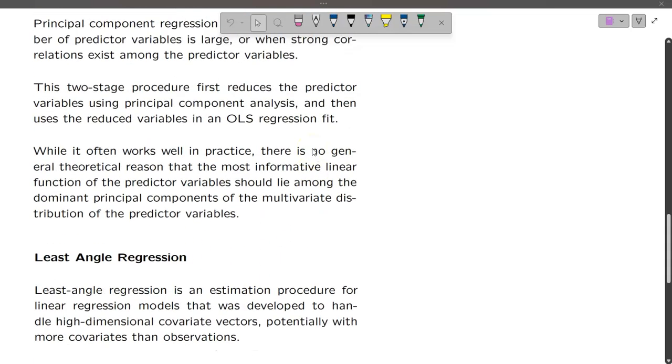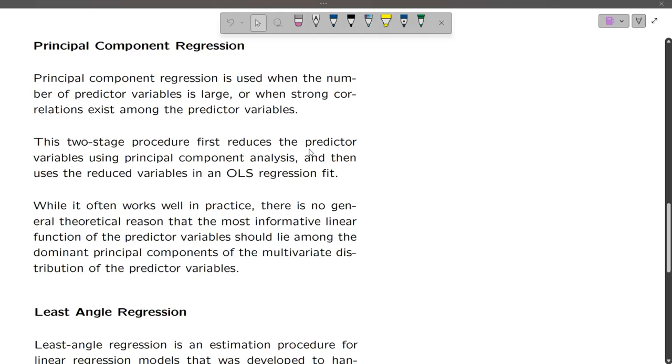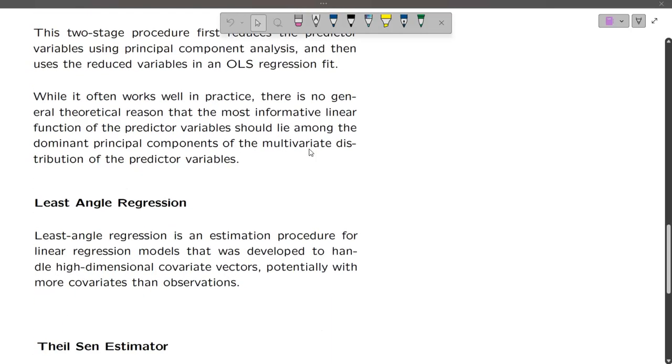And similarly, principal component regression also reduces the dimensionality. It takes care of the curse of dimensionality. When the dimension is large, when the number of predictor variables in the sample is large, we go for least angle regression.